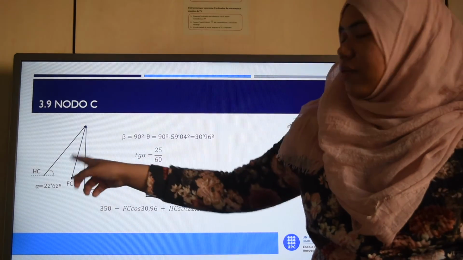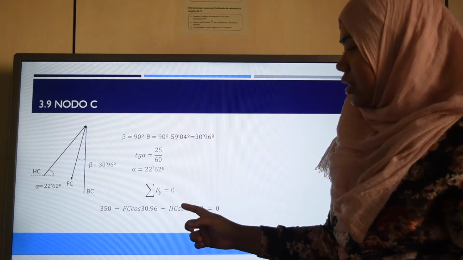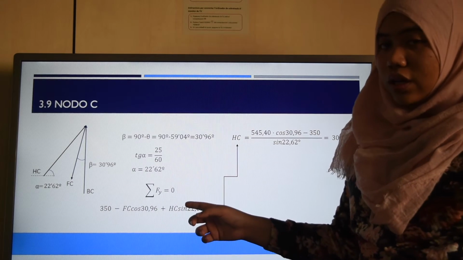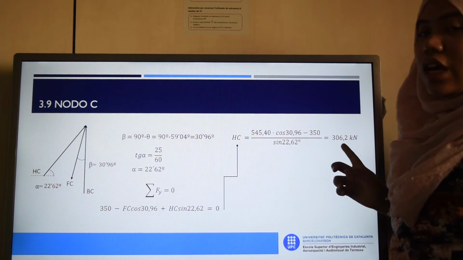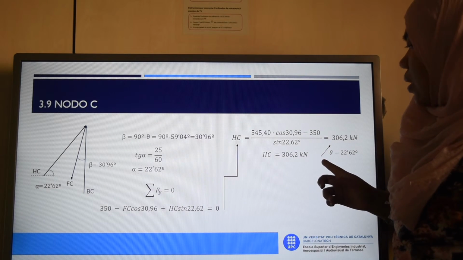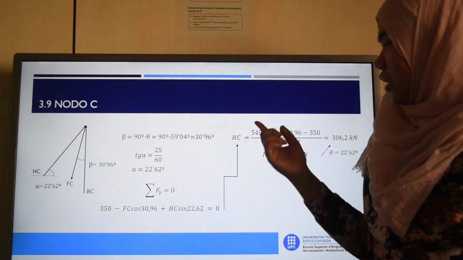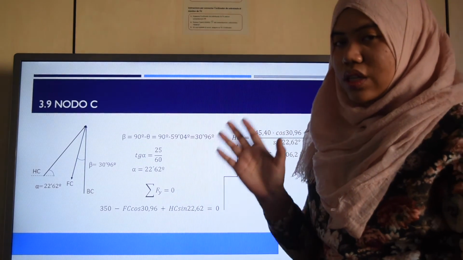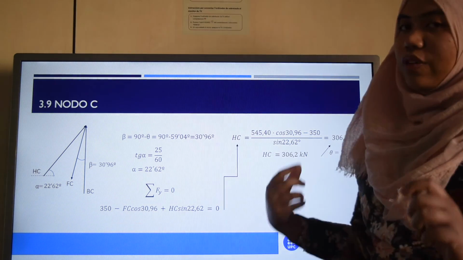Okay, to find the value of the forces, we do the summation of the forces on the y-axis, and we can substitute all the forces that we got in the previous calculations. We got the value of HC, which is 306.2 kilonewtons, and it is a compression. So yeah, it's right, and the value is the same as the previous calculation that we have made. So this concludes that our previous calculations are all correct, because we have the same value.